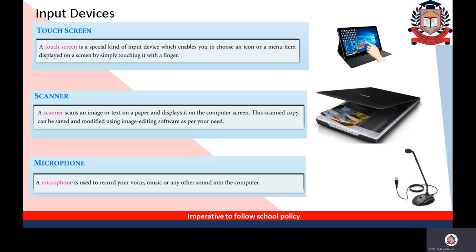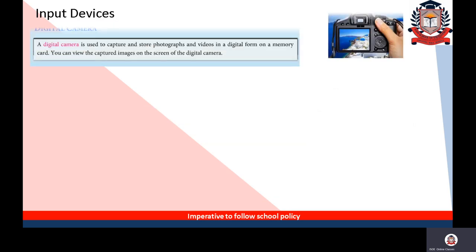Microphone will send that sound or voice to the other person. Okay. Another input device is a digital camera. Nowadays, we are using phones only as a camera. But yes, there is a digital camera as well, where you can use for capturing and storing photographs and videos. Also, you can take into the digital form or in a memory card.